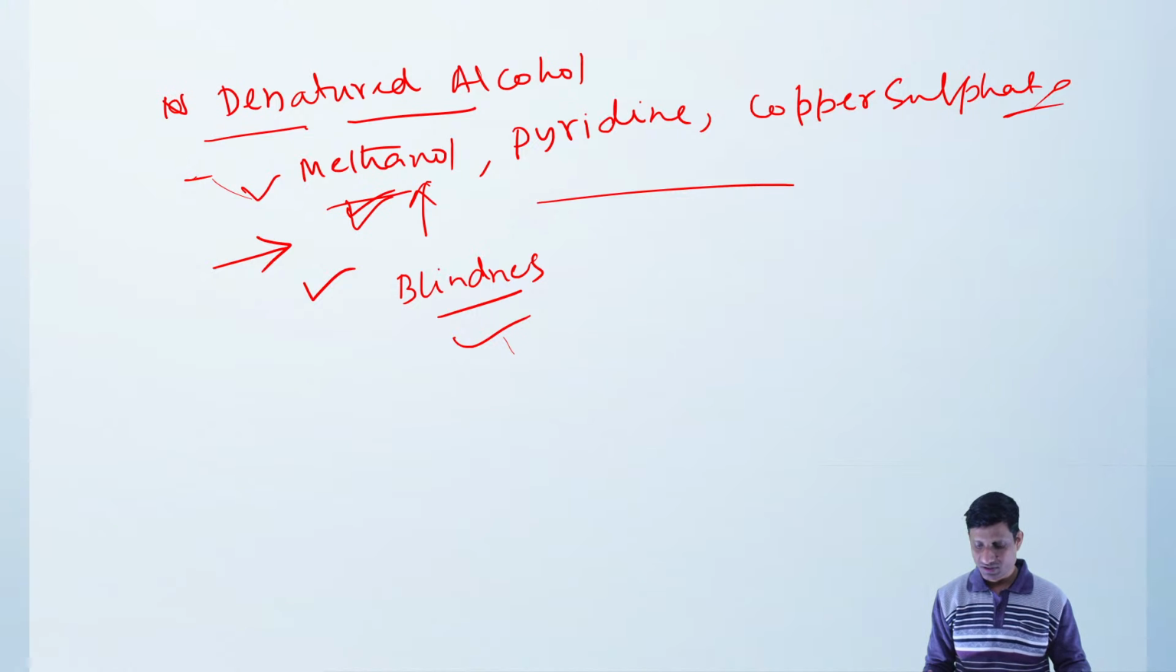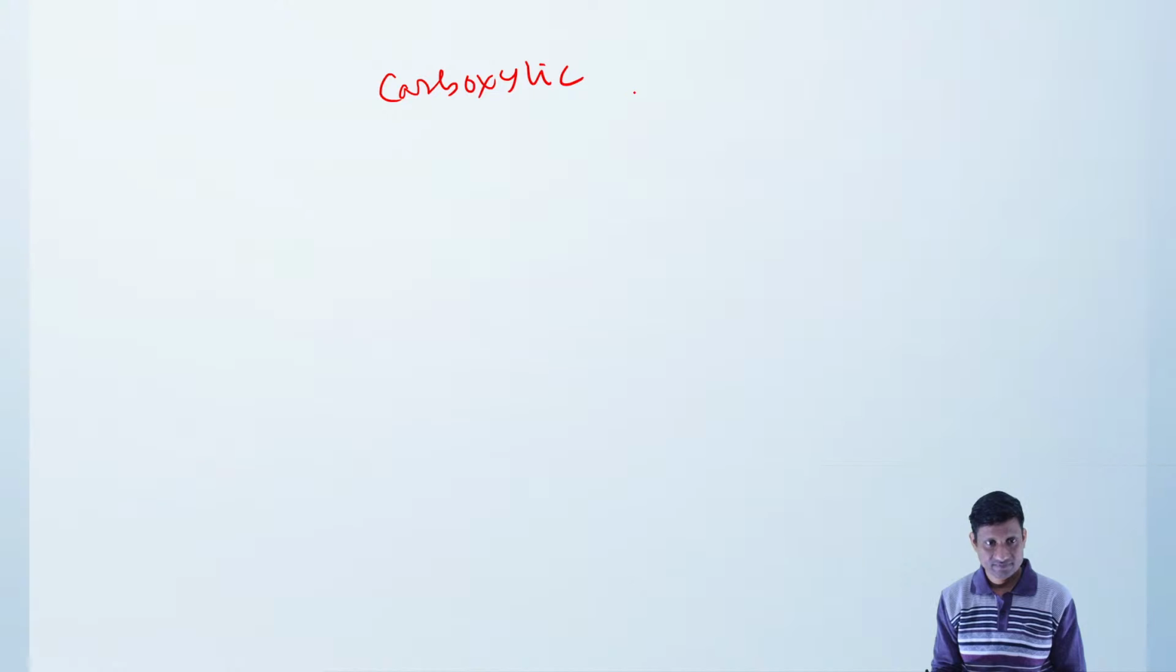Okay, with this we end the alcohol chapter, and all this content is important for your competitive exam. Now we'll learn about the carboxylic acid.